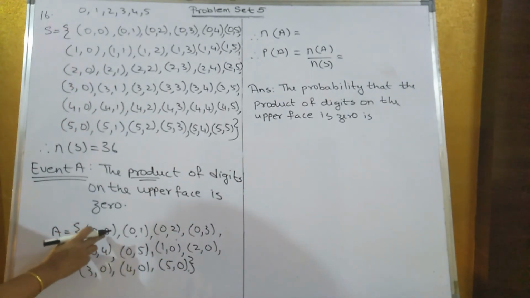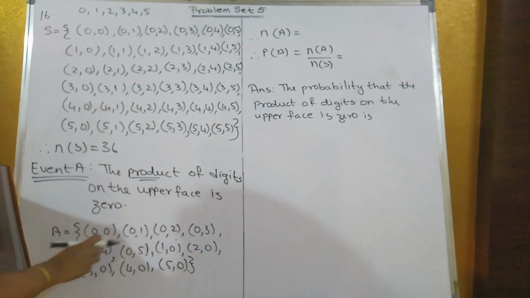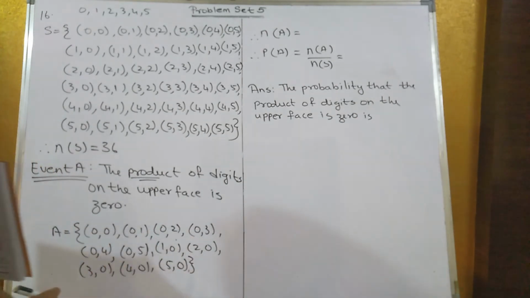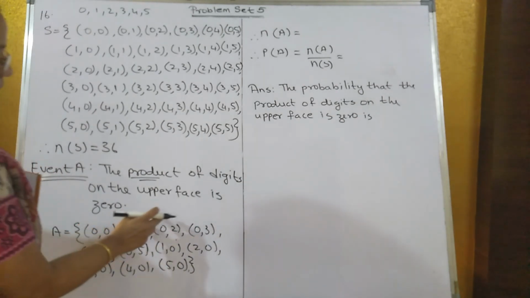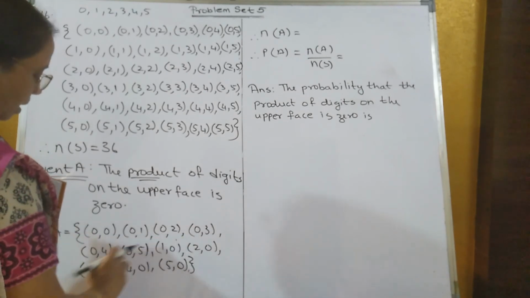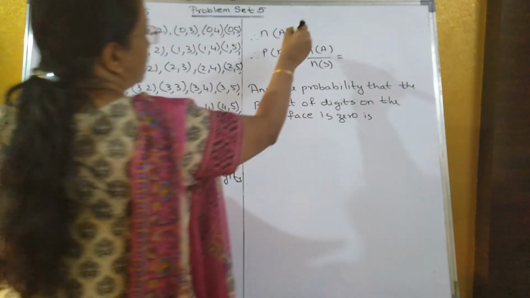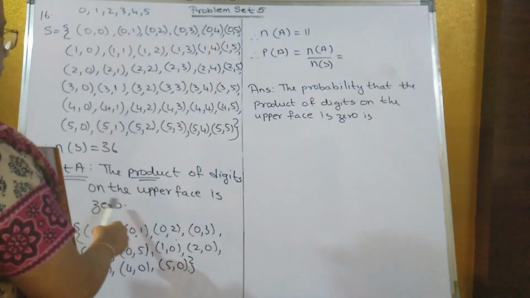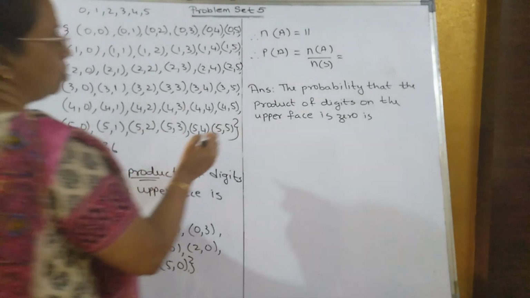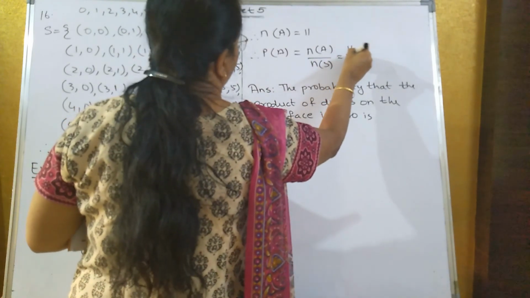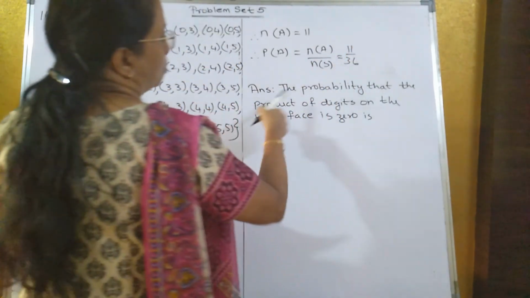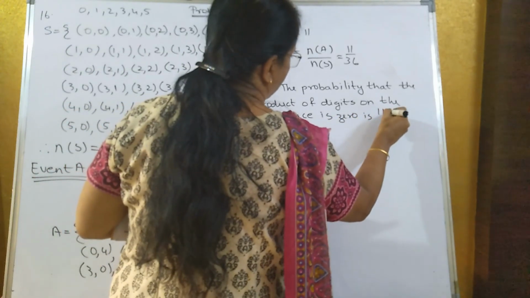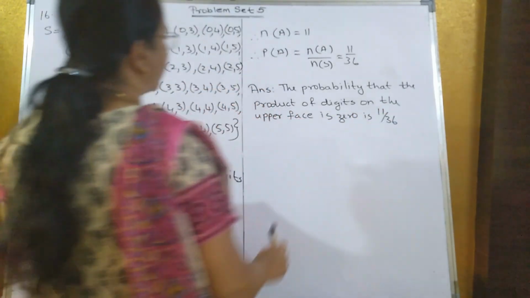So when you multiply 0 into 0, the product is 0. 0 into 1, 0. 0 into 2, 0. So how many elements are there? 1, 2, 3, 4, 5, 6, 7, 8, 9, 10, 11. So Na is equal to 11. So what is the probability that you get the product of the digits on the upper face as 0? That is 11 upon 36. This is the final answer.